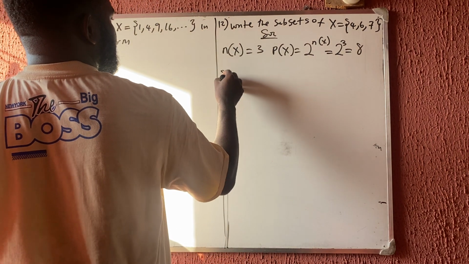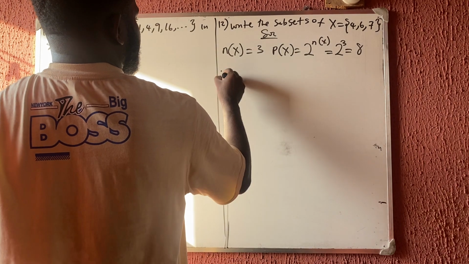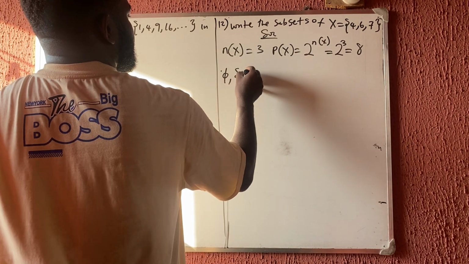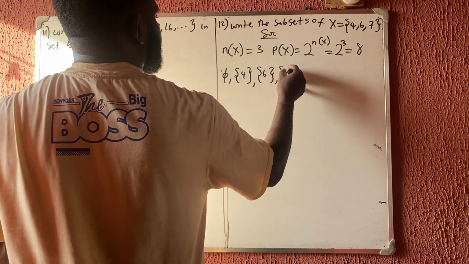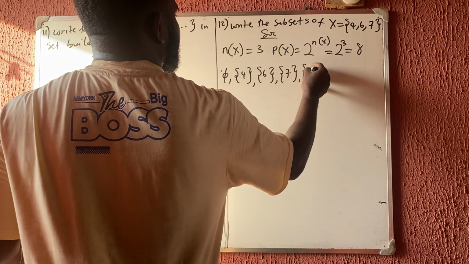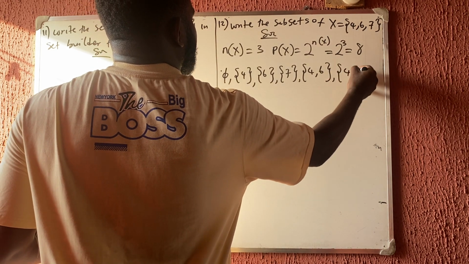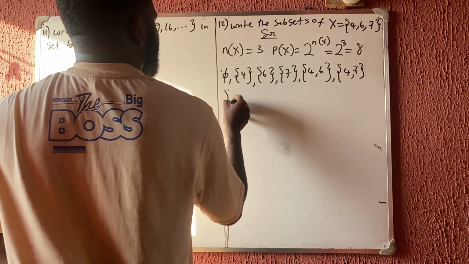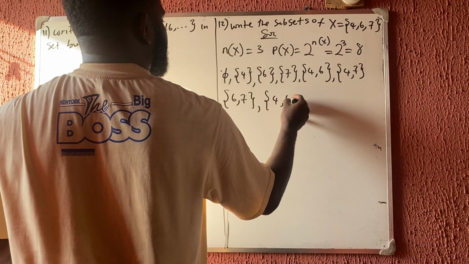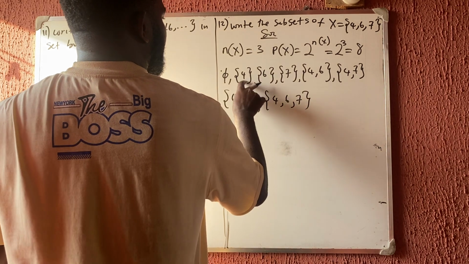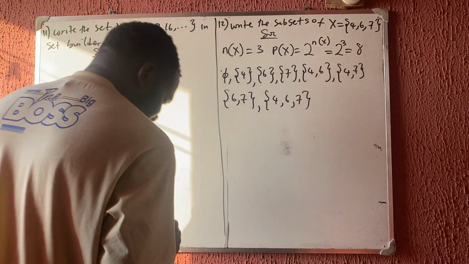So to list them, the first one is the empty set, or you write phi. The first one is the empty set, set of 4, set of 6, set of 7. Then you have 4 and 6, 4 and 7, 6 and 7, then 4, 6, and 7. So let's count. 1, 2, 3, 4, 5, 6, 7, 8. Complete. So go to question number 13.